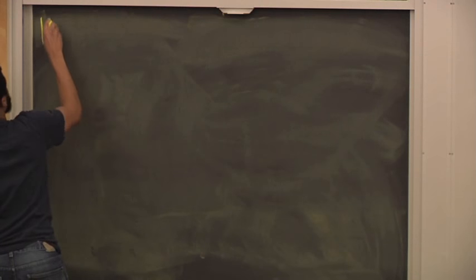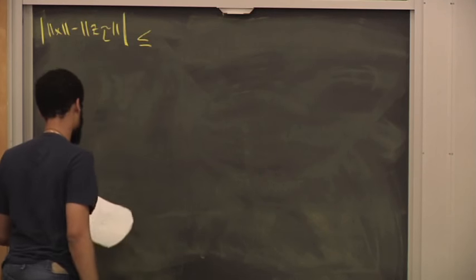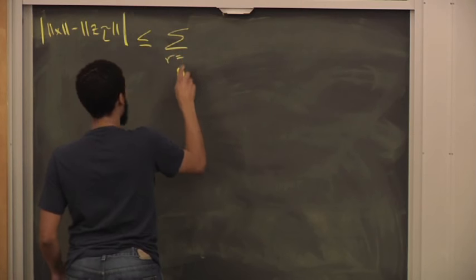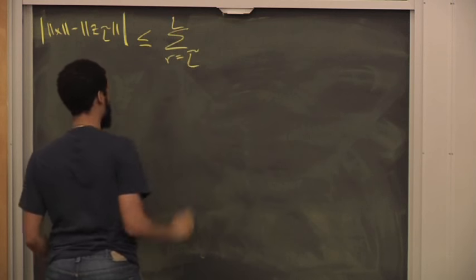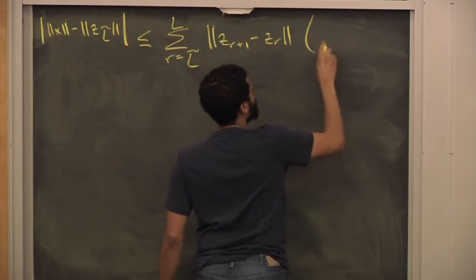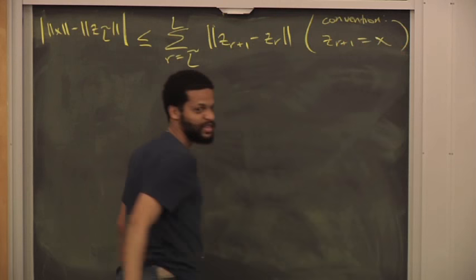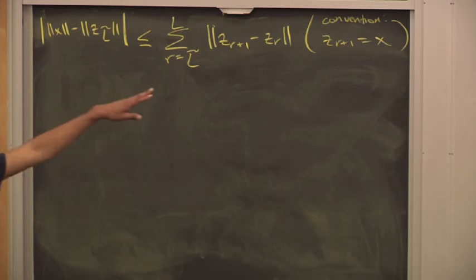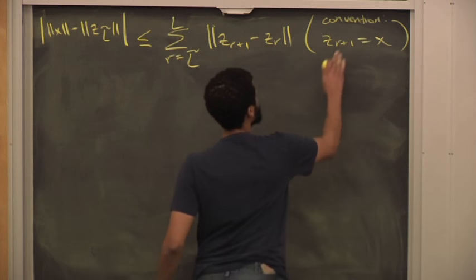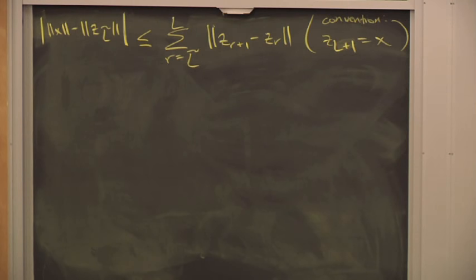We have that x minus z l tilde is at most the sum, r equals l tilde to l, of z r plus 1 minus z r. OK, so as a convention for this proof, just define z r plus 1 to equal x, okay? So nowhere in the lemma do I need to preserve t l plus 1. If you look at the things I need to preserve in this proof, I never need to preserve anything beyond level l. I preserve everything for r between 0 and l. So let me just, for convenience of notation, define z l plus 1 to be x itself, okay?